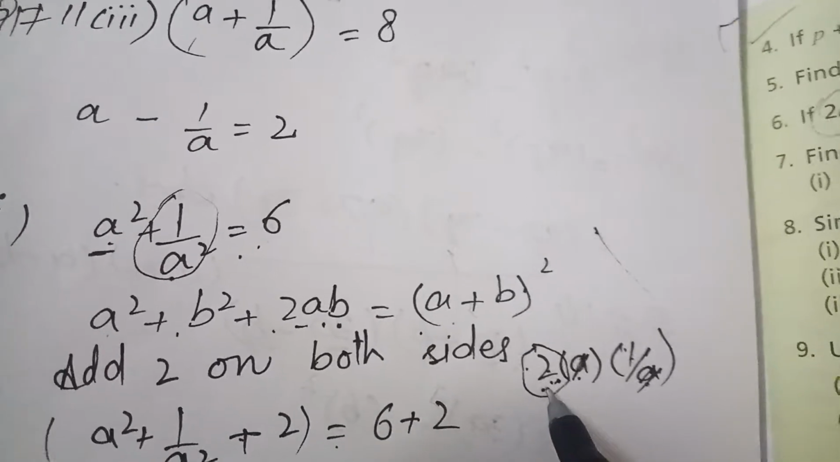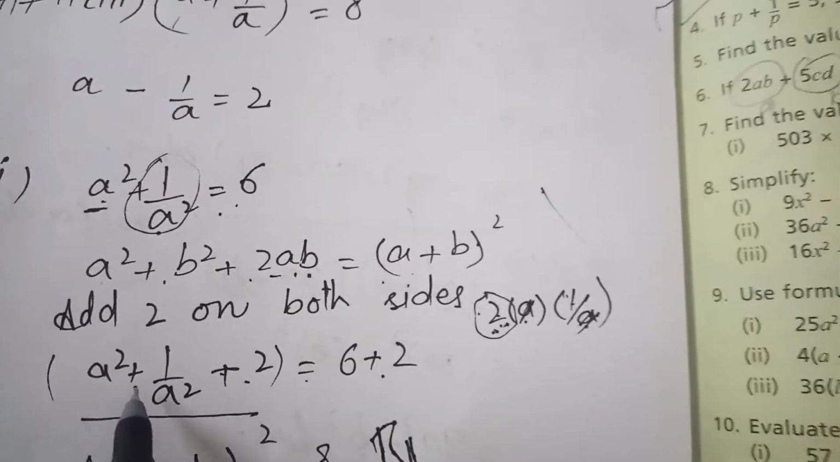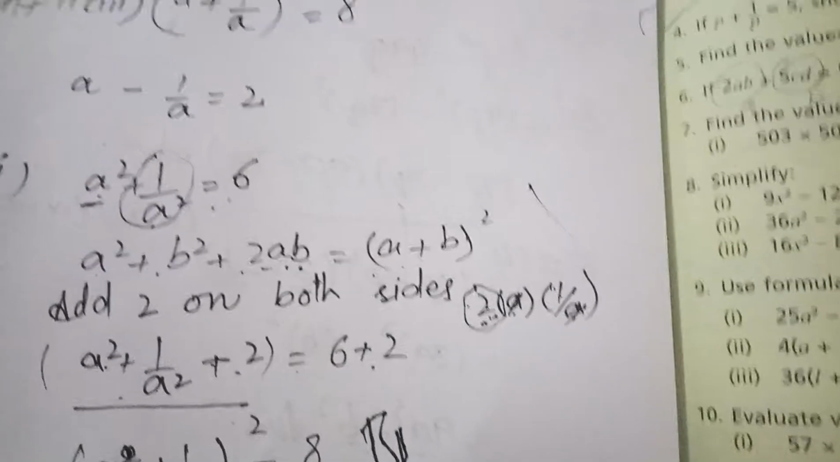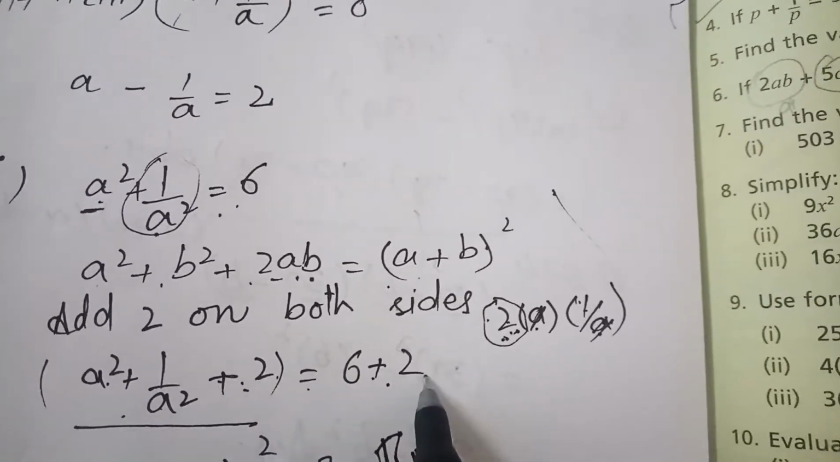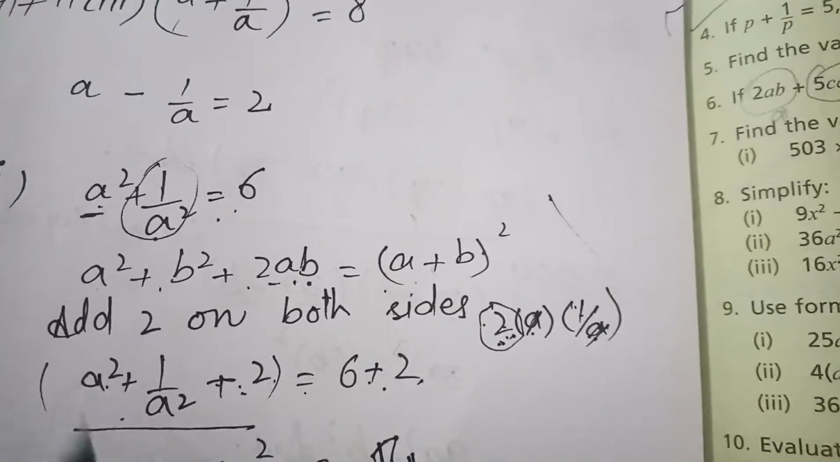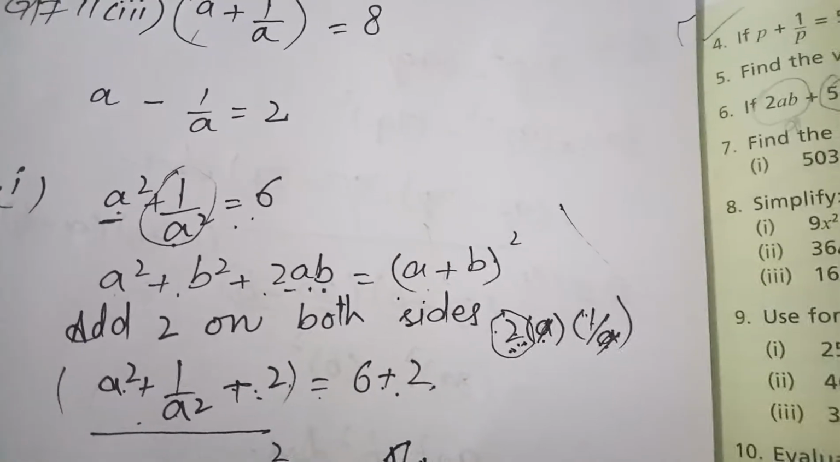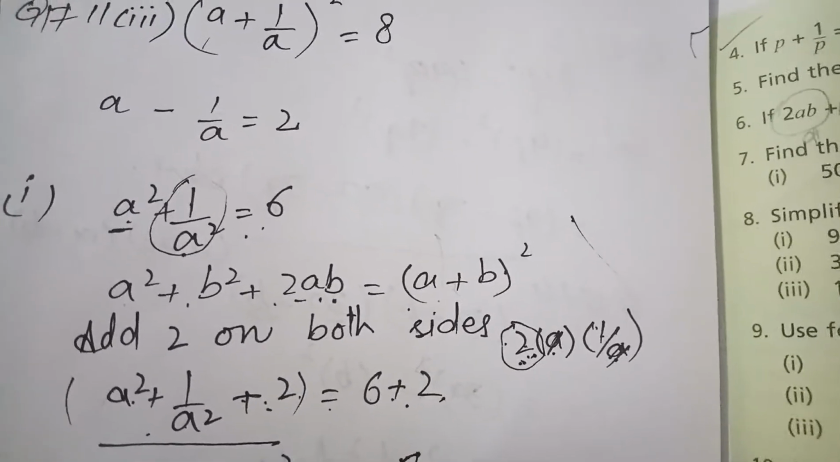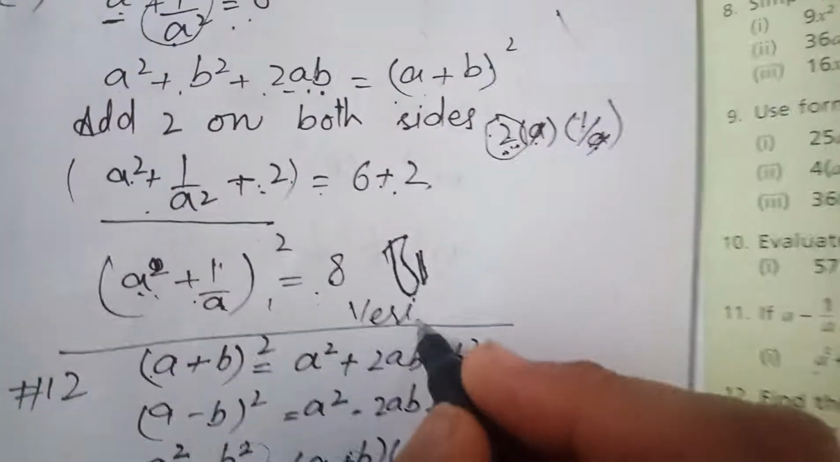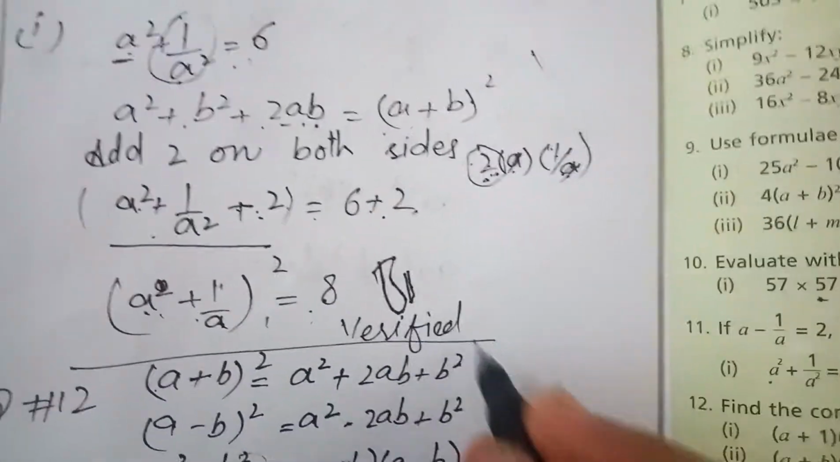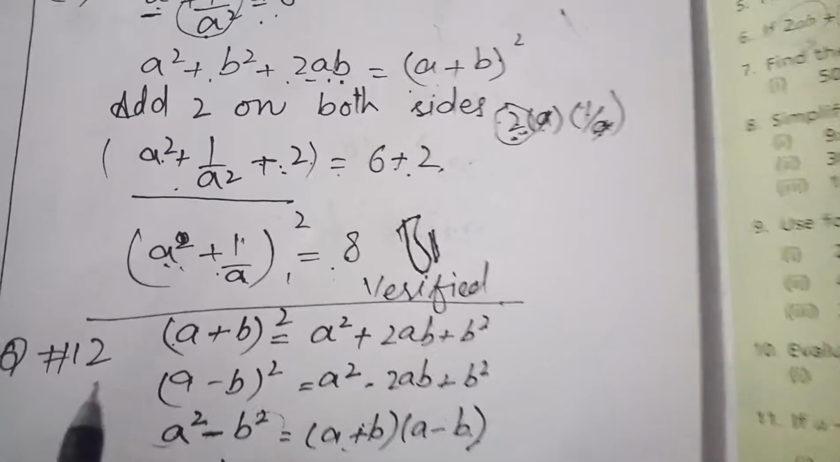So we will add this 2 on both sides, as a square plus 1 over a square plus 2 on both sides. This whole will become a formula, that is (a plus 1 over a) whole square, and 6 plus 2 is 8, that is verified. The thing that we had to prove.